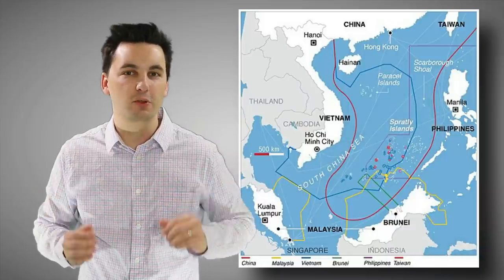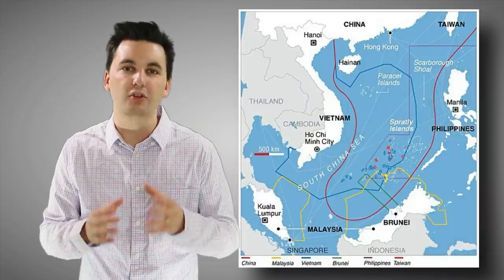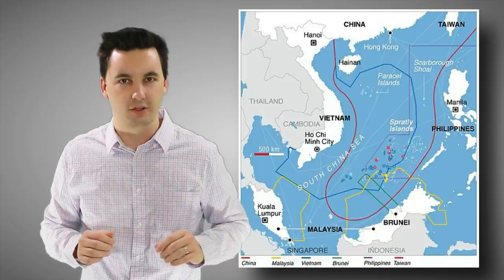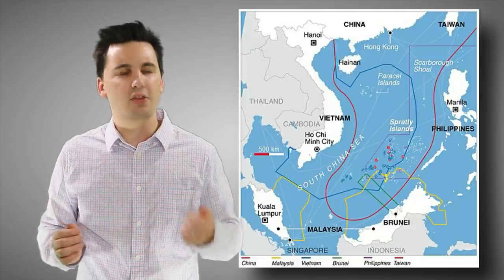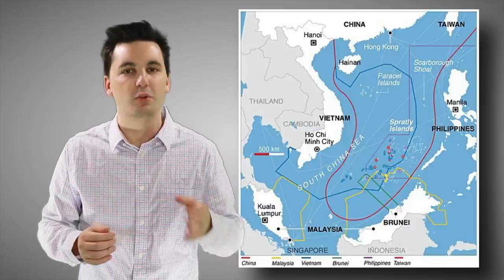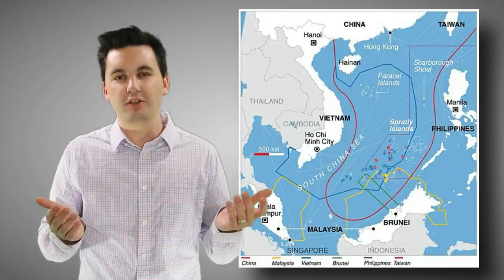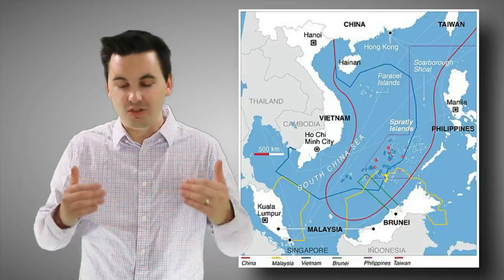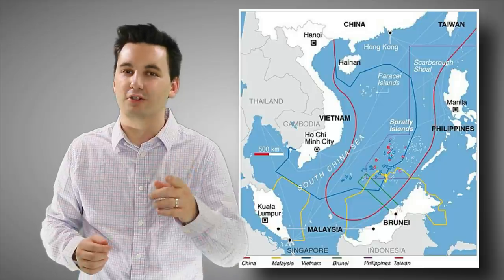Now, recently, the dispute in the South China Sea has centered around the Spratly Islands. This is a cluster of islands located around the middle of the South China Sea. Today, the Philippines, Malaysia, Vietnam, and China all claim islands within the Spratlys. And the reason why these islands are so important is because whatever country claims them can extend their EEZ according to the law of the sea.